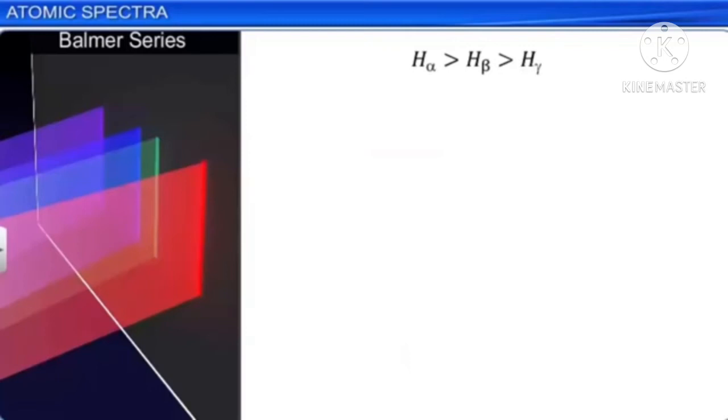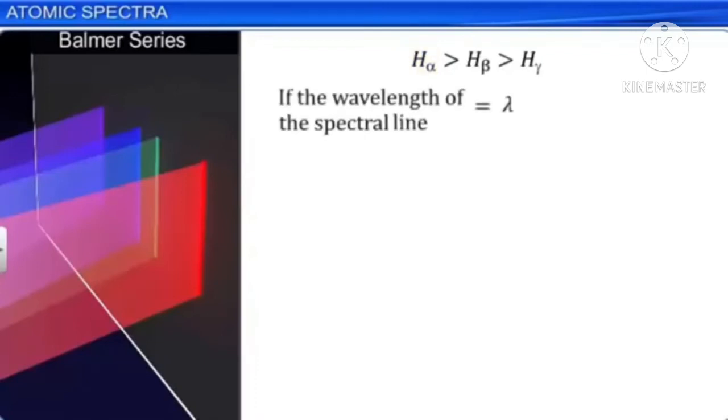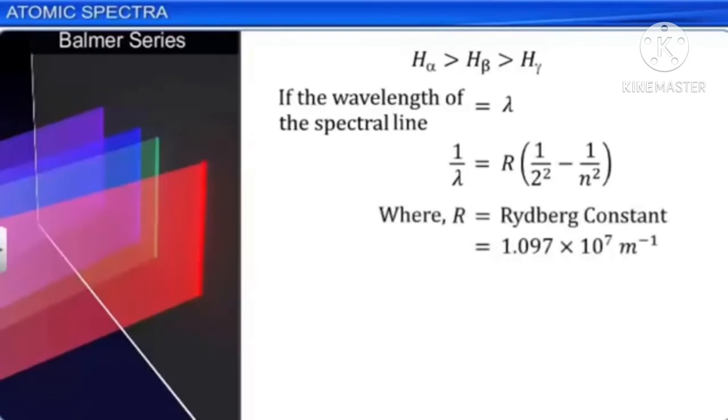Balmer gave a simple empirical formula which these wavelengths follow. If the wavelength of the spectral line emitted is lambda, then 1/lambda = R(1/2² − 1/n²), where R stands for Rydberg constant, which is equal to 1.097 × 10^7 per meter, and n takes integral values 3, 4, 5, and so on up to infinity. This equation is called the Balmer formula. Let this be equation 1.